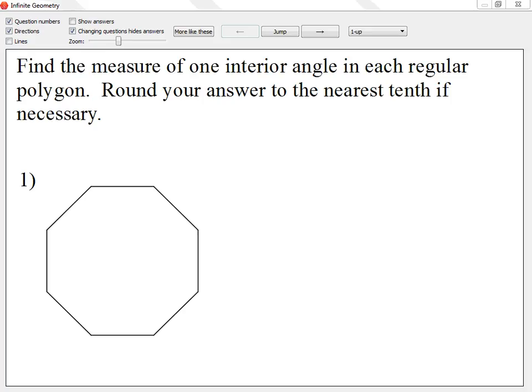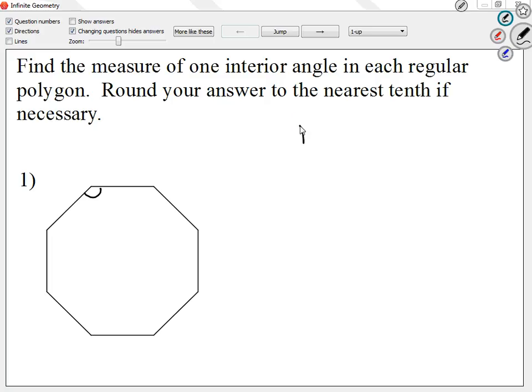Right, looking at our review, the first two questions are asking us to find a measure of one interior angle in each regular polygon. Round your answer to the nearest tenth. So interior angle, obviously the angles on the inside. We want to know how big is just one of them. One thing we can do is find out how much all of them add up to.